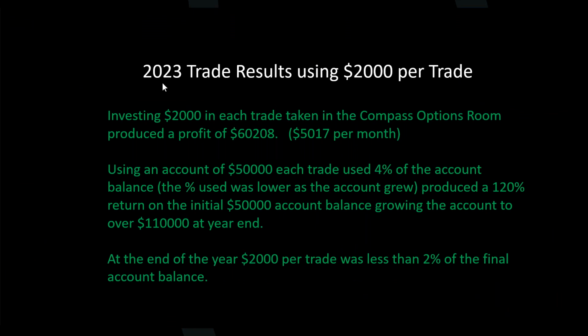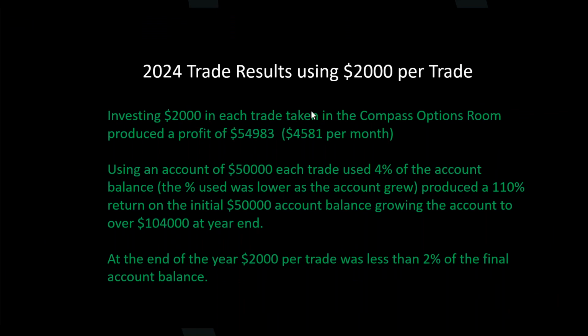This was in 2023. I've done it 2023, 2024, and up through September 2025. So if you took $2,000 in each trade we took in the Compass, which is now the SPY Super System room, it produced a little over 60,000 in profits, 5,000 a month basically. I won't even go over this. If you use a $50,000 account, you'd be using 4% of the account for the 2,000 for your first trade, and at the end of the year, your amount of money put into each trade would have been down to 2% of your account. But it's all dependent on what you have for a balance.